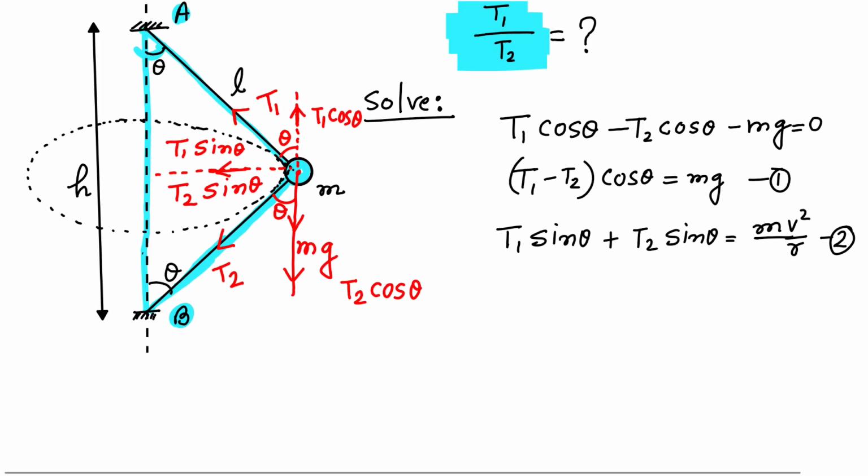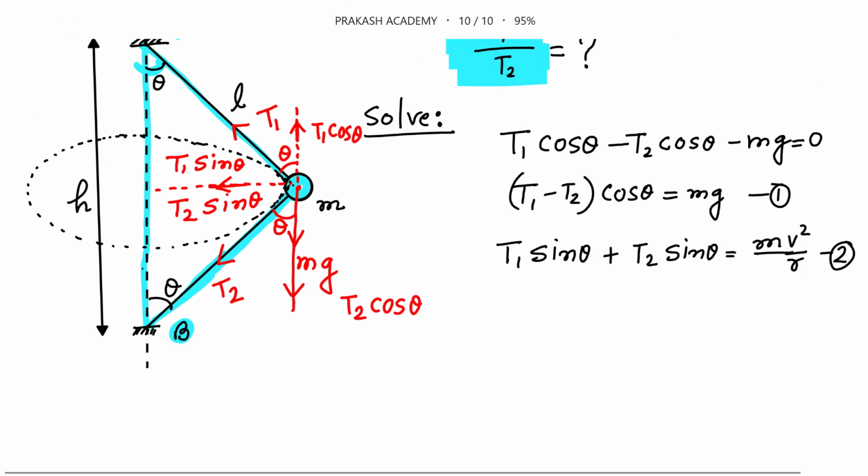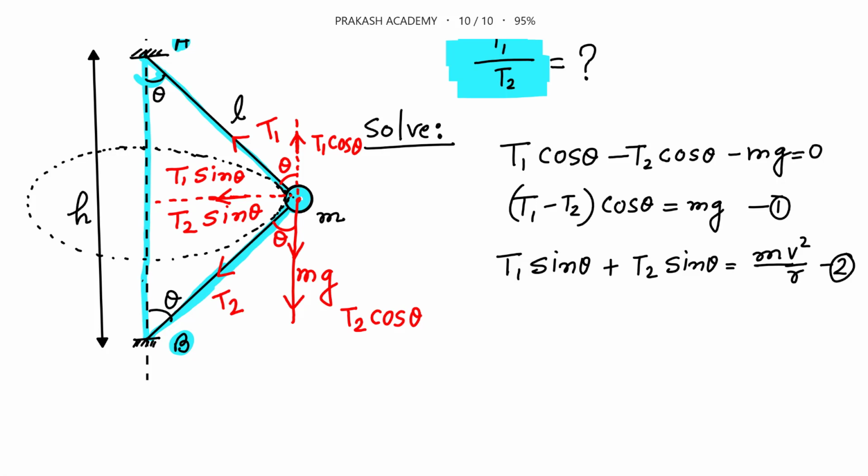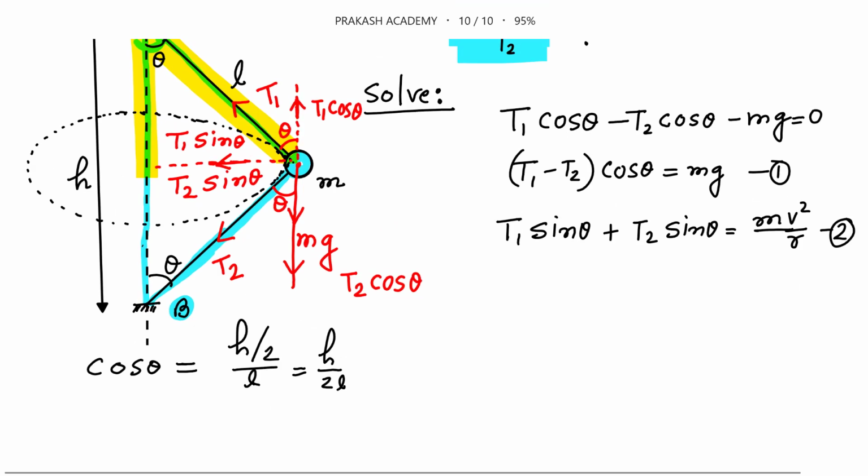Now we have to simplify these two equations. What will be the value of cos theta and what is the value of sin theta? In this case, cos theta is this distance divided by this distance, that is h by 2 divided by L. So this is basically h by 2L. What will be sin theta then?